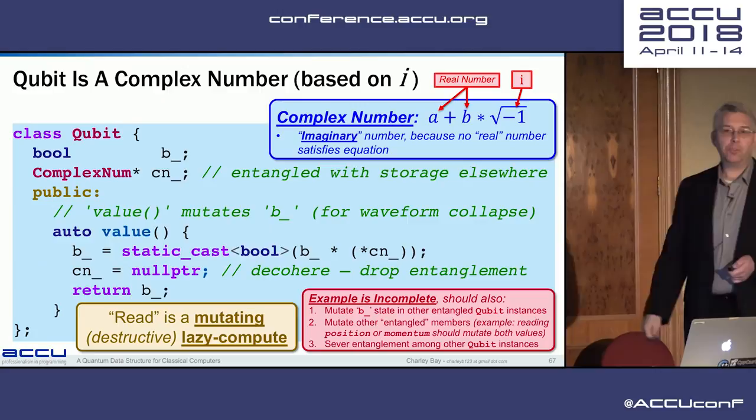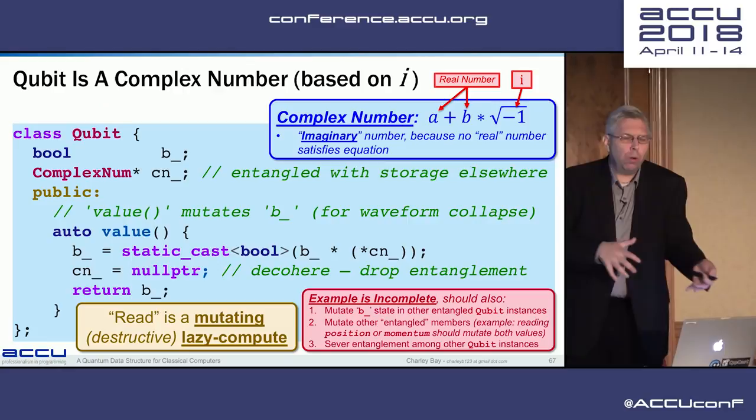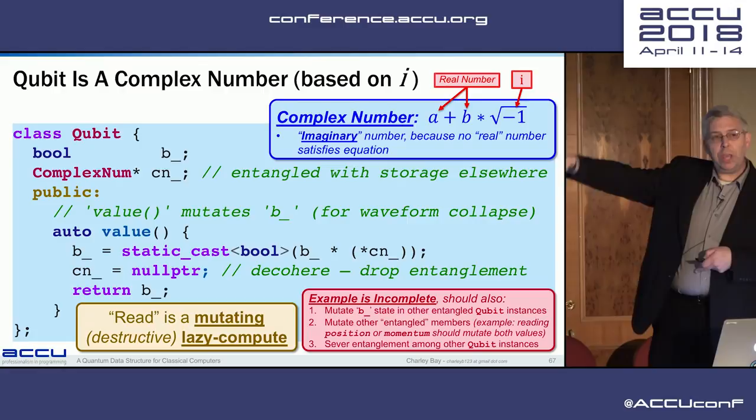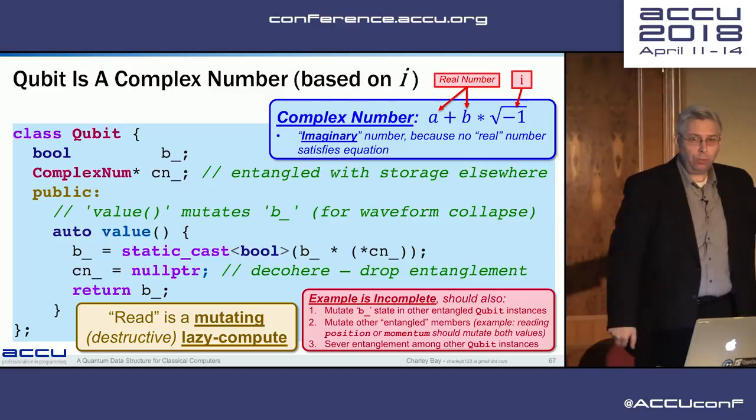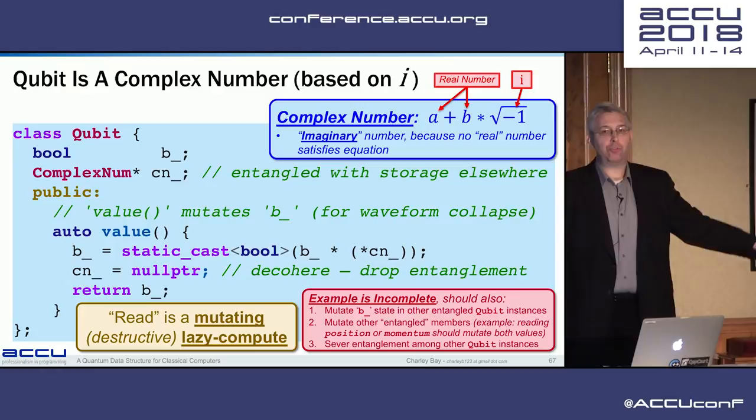That is class qubit. And it's actually incomplete because it's an ontological category that has no correlation to classical stuff. To do this right, not only do I have to mutate myself when I drop my coherence with all those things to which I was entangled, I have to go mutate them. So I should go run through everything to which I am coupled, mutate them to a collapsed value, decohere them, everybody's dropped. That's ultimately what we would need to do.